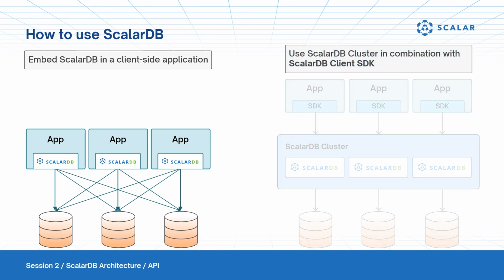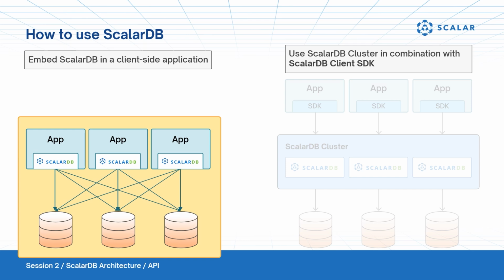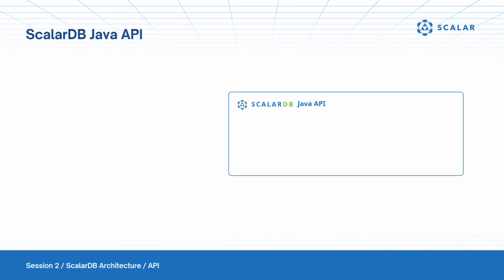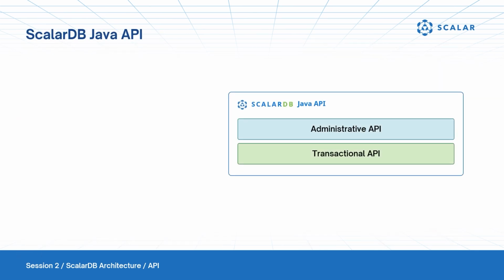In this session, we will discuss the pattern for embedding ScalarDB in client-side applications. We will discuss ScalarDB cluster in another session. ScalarDB Java API consists of two API groups: Administrative API and Transactional API. Administrative API provides defining database objects such as namespaces, tables, indexes.